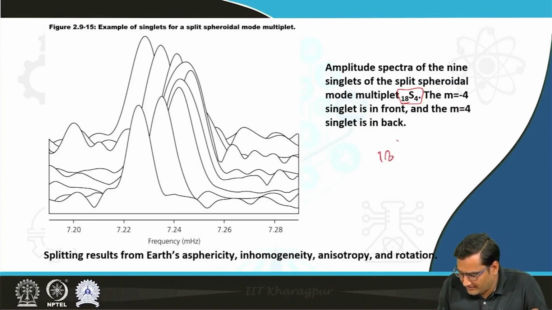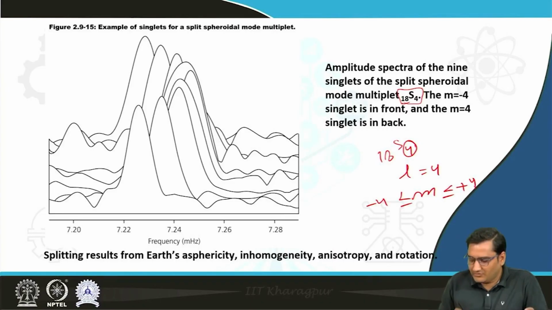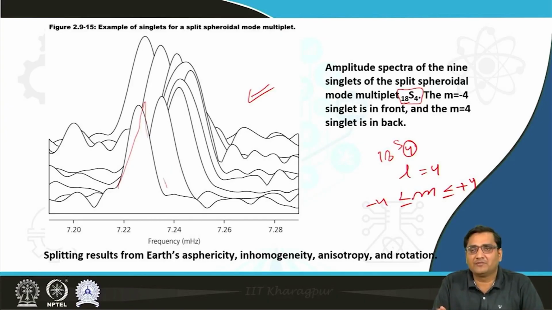So this is your 0S4, so this L is 4, and M will be varying from minus 4 to plus 4 here. You can see associated with each value of M, we have these pulses, these peaks, in this particular figure. The peak associated with the minus 4 singlet is at the front, and the peak associated with plus 4 is kept at the back of this figure.